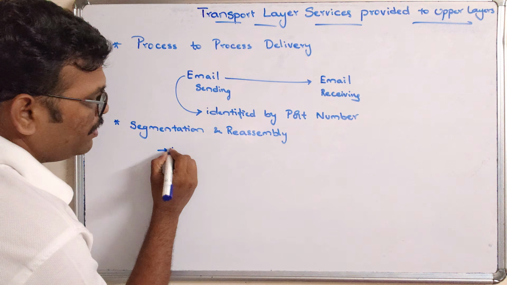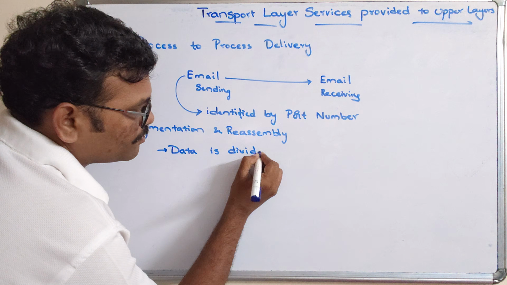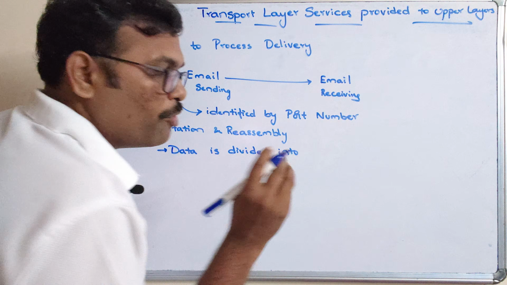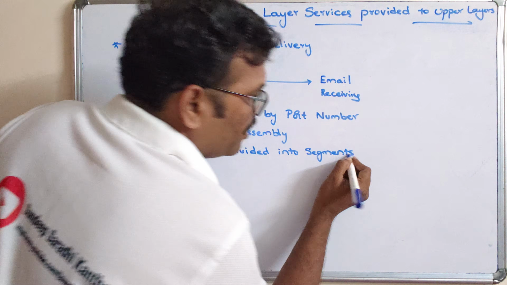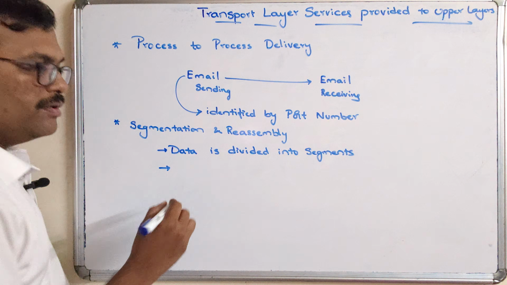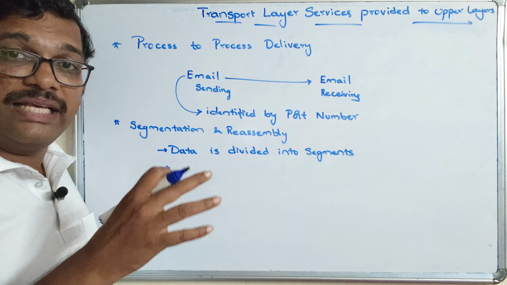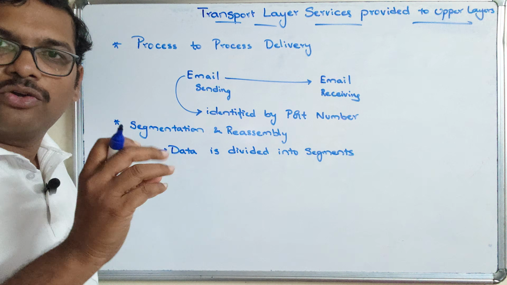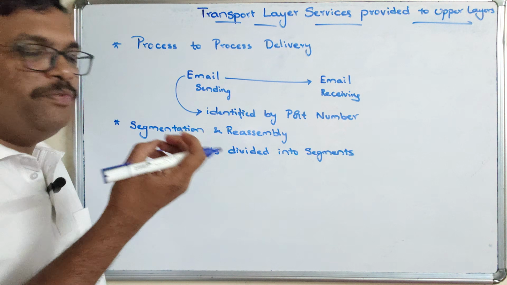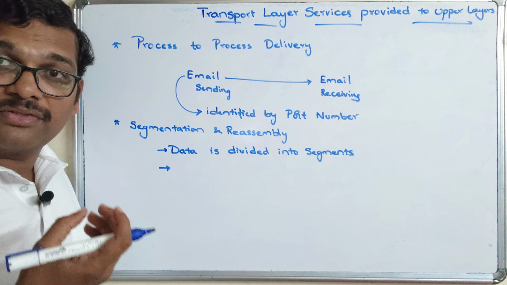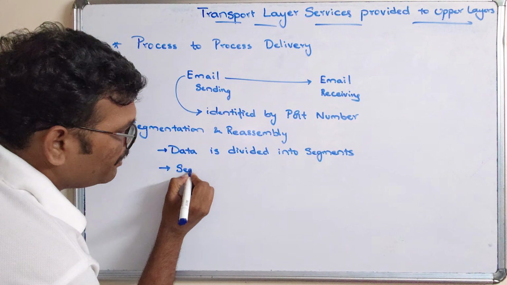So data is divided into small parts which we call segments. And in order to identify the segments, because at the receiver side again these segments should be assembled to get a proper message, in order to group these segments at the receiver side, it will be using some sequence numbers. So sequence numbers will be used.